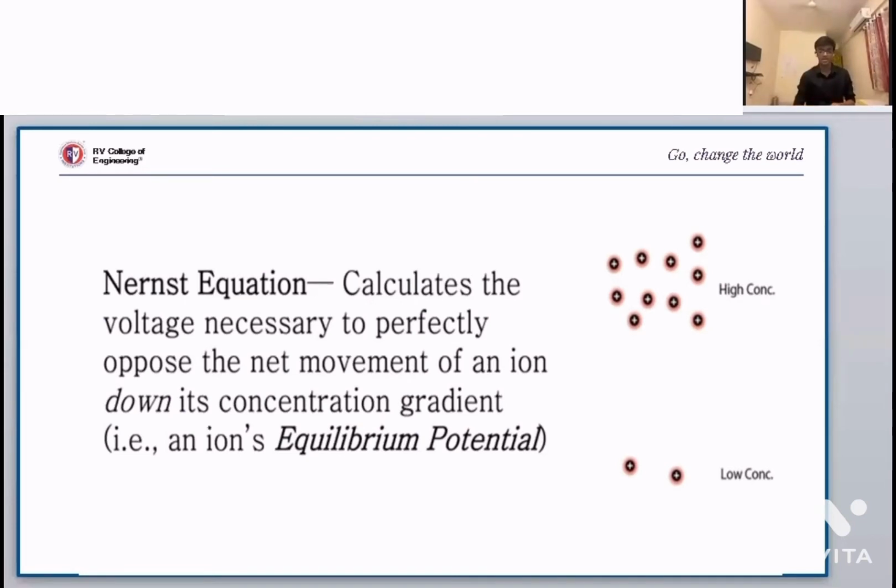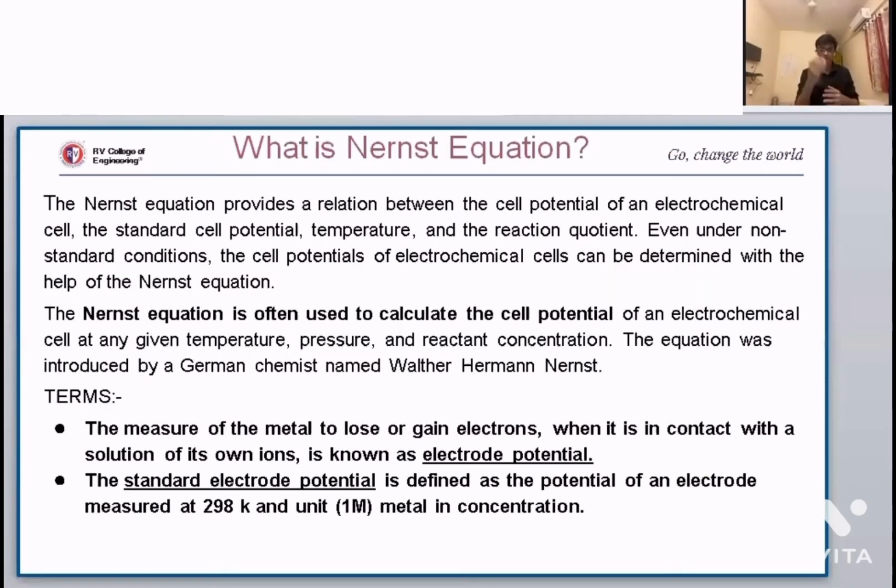concentration gradient. Okay. So it basically provides a relationship between the cell potential of an electrochemical cell, the standard cell potential, temperature, and the reaction coefficient. Even under non-standard conditions, the cell potential of an electrochemical cell can be determined with the help of Nernst equation. It is given by Walter Hermann Nernst.